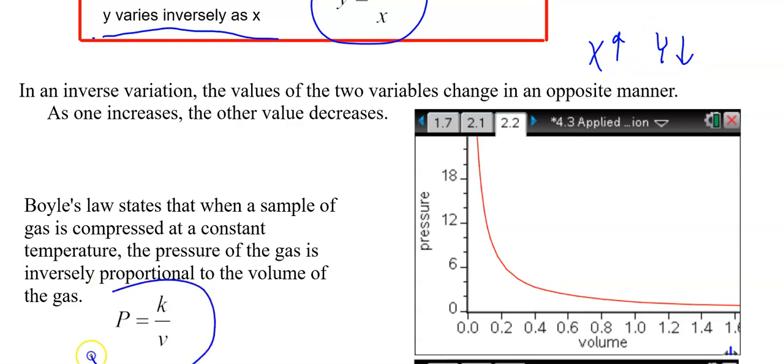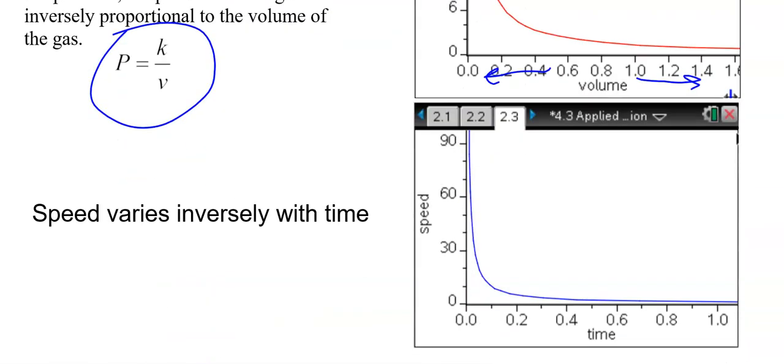So like this formula is Boyle's law. As volume increases, the pressure is decreasing. As volume decreases, the pressure increases. So that's just something you might have learned in science class.